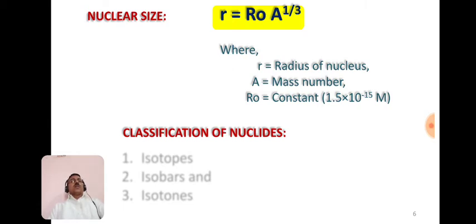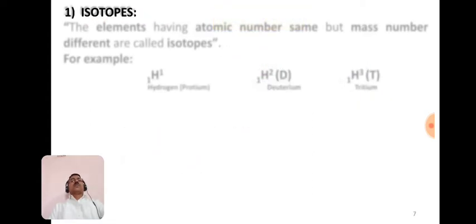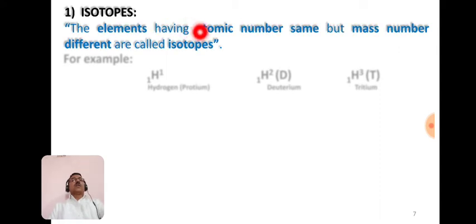Now there are three types of nuclides. First is the isotopes, second isobars, and third is the isotones. Now let us see one by one. So first is isotopes. The isotopes are nothing but the elements having the same atomic number, but a different mass number, and such elements are called isotopes of each other. The elements having same atomic number and different mass number are called isotopes.